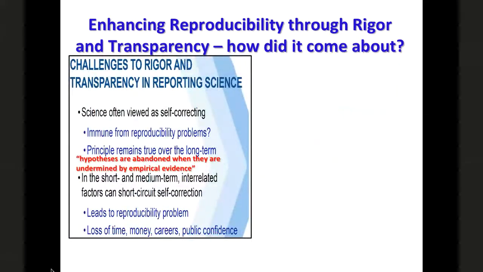All right. So, challenges to rigor, transparency, and reported science. Science is often viewed as self-correcting. There are 100 articles out that say this, and there are 100 articles that say, oh, no, it's not self-correcting. It's said to be immune from reproducibility problems, pressure, and that remains true over the long term. I was trying to figure out exactly what this meant. I actually got this off the NIH website. Essentially, hypotheses are abandoned when they are undermined by empirical evidence.